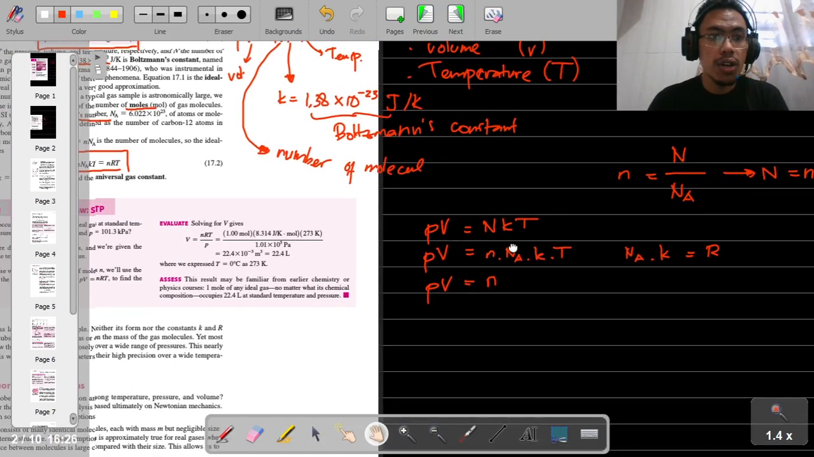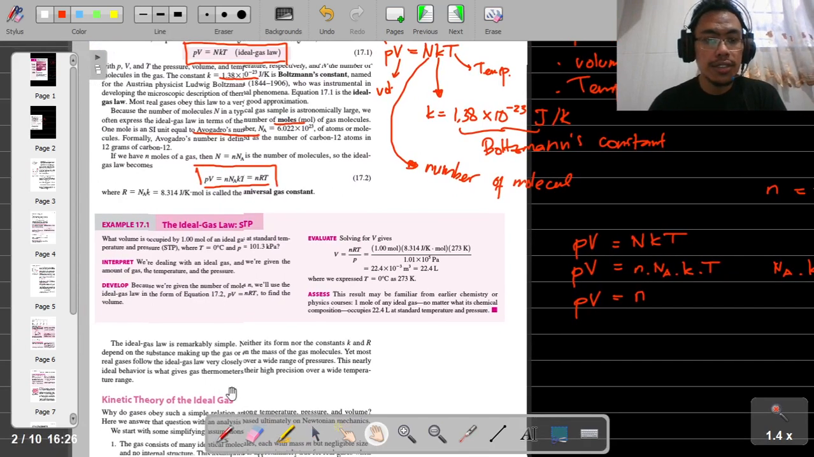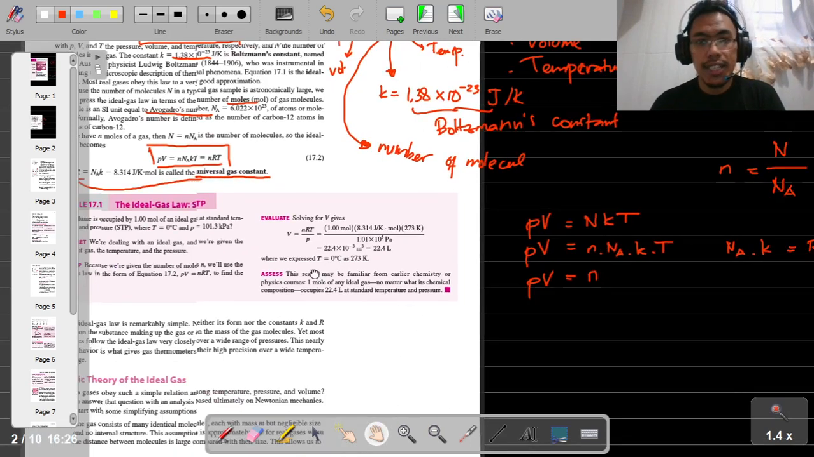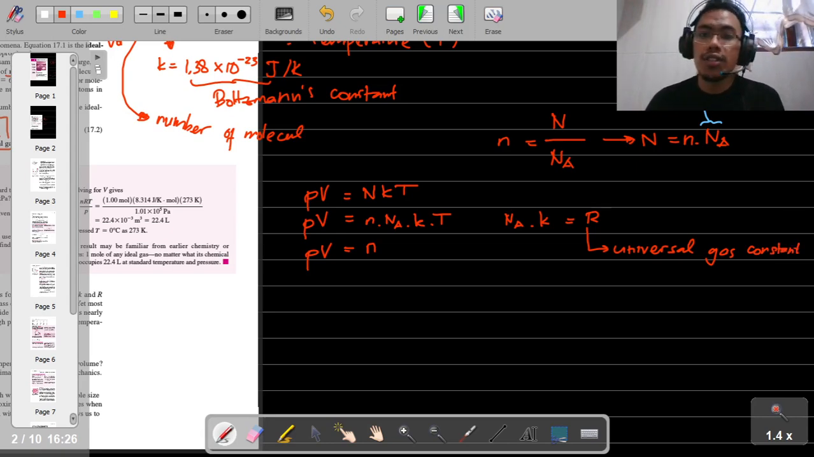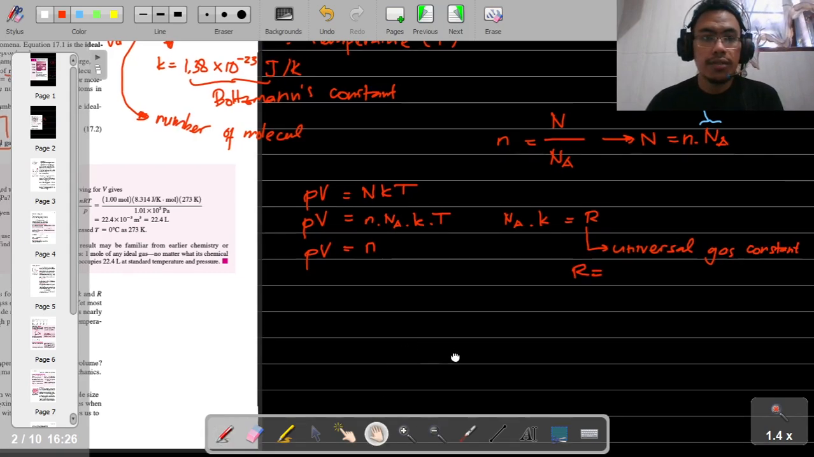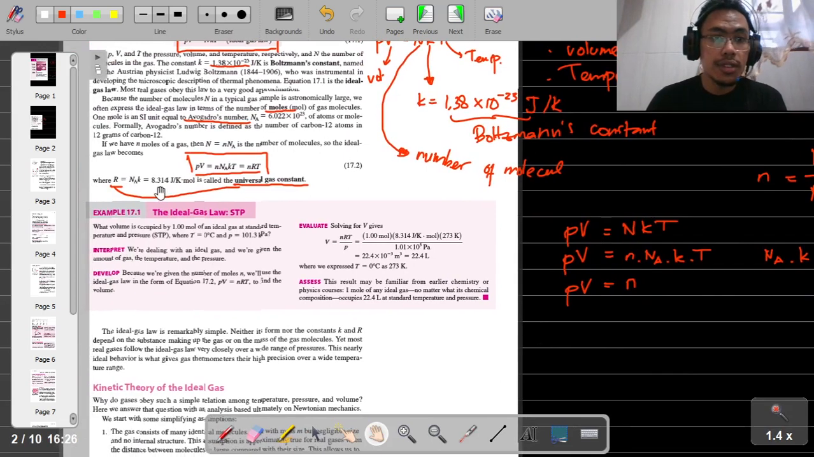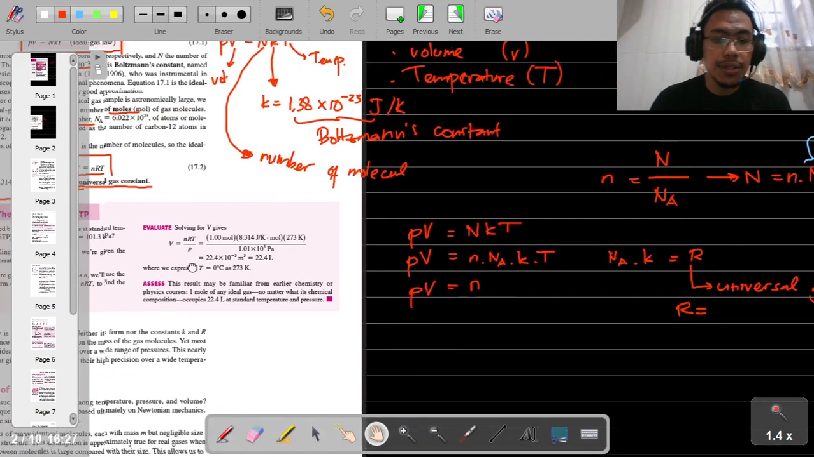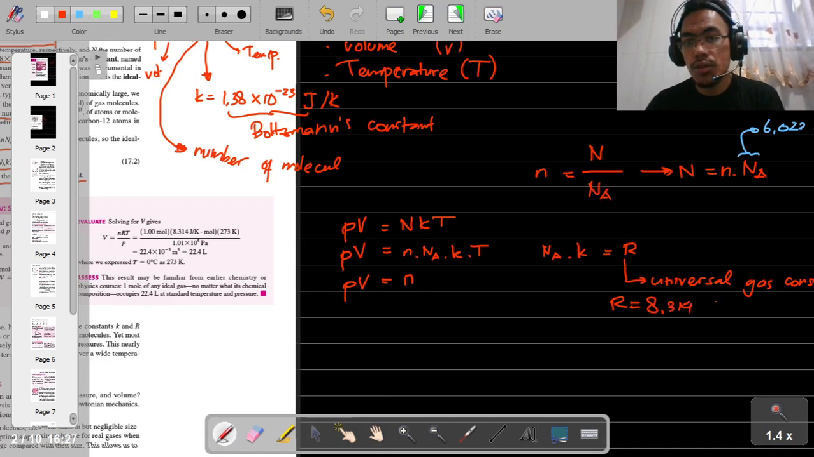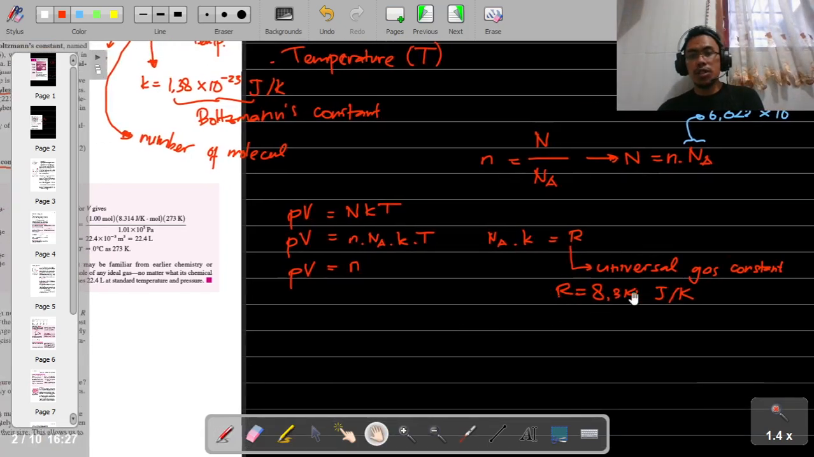So what is the R value? R is called the universal gas constant, and the value of R is 8.314 joule per mole Kelvin. So this is the value of R.